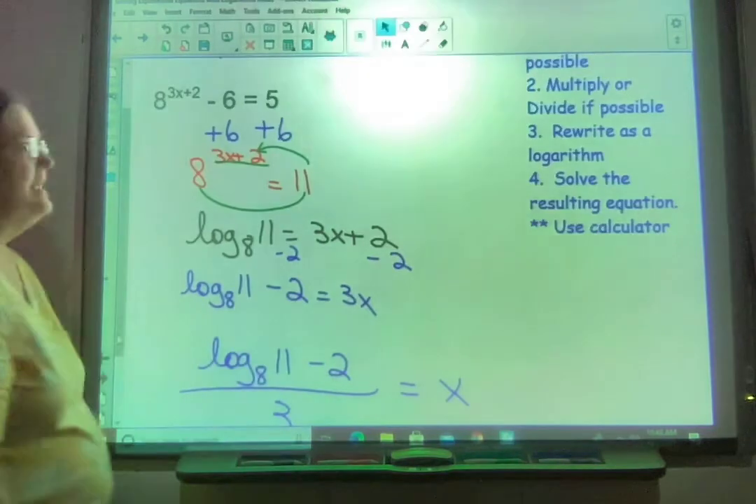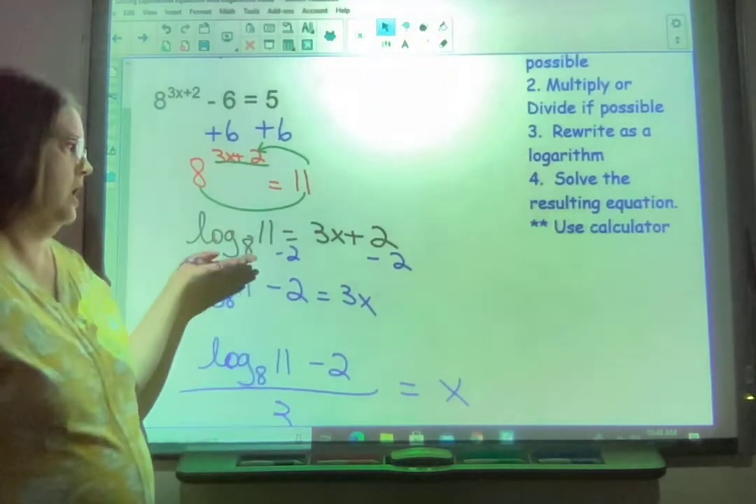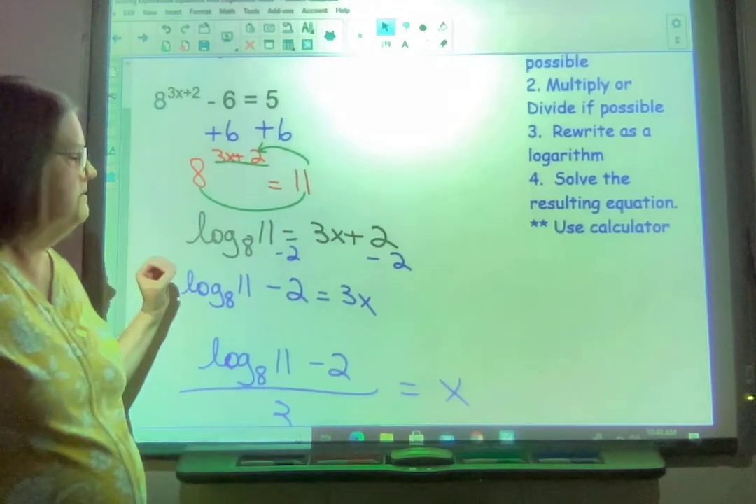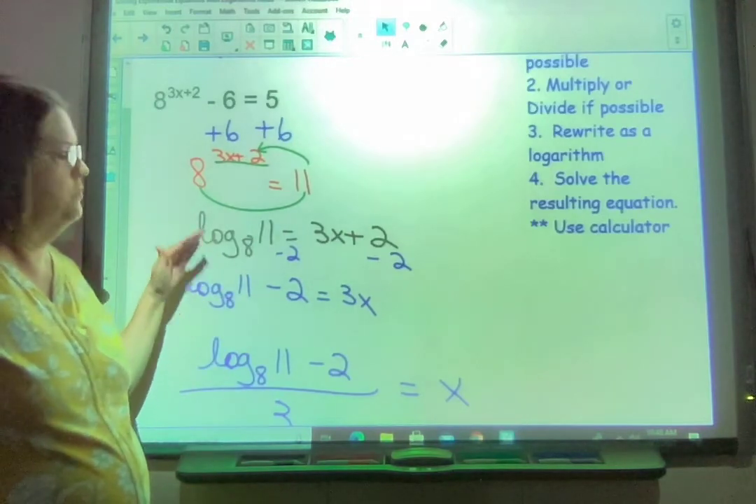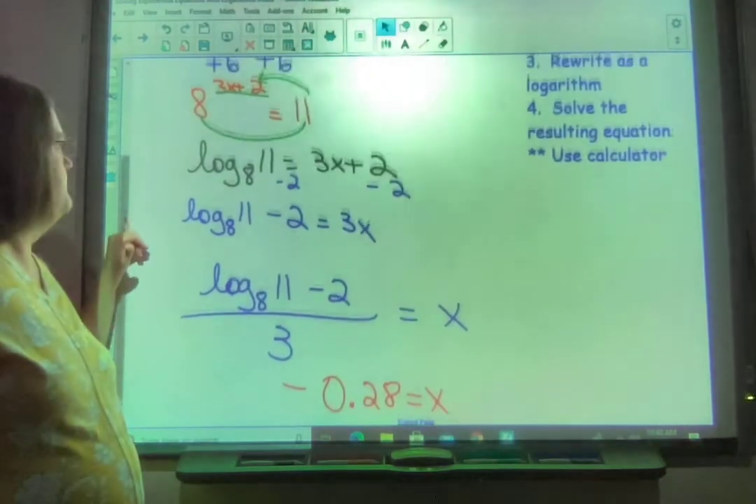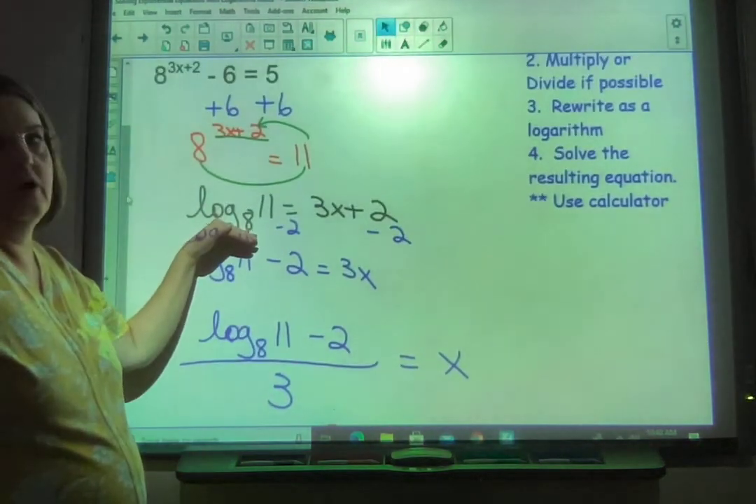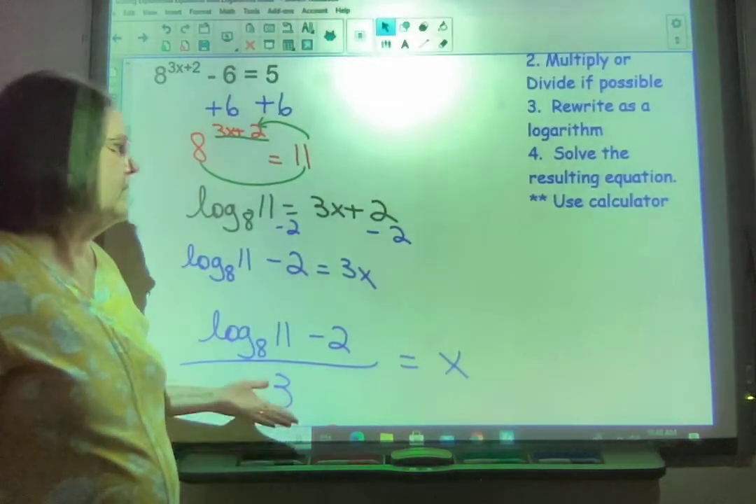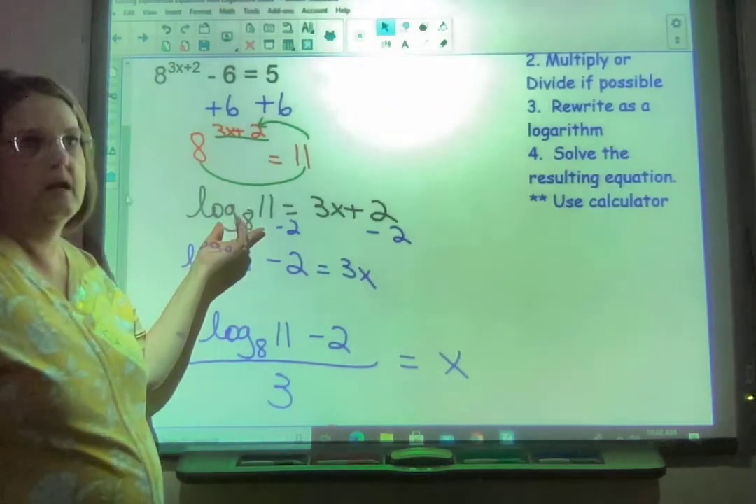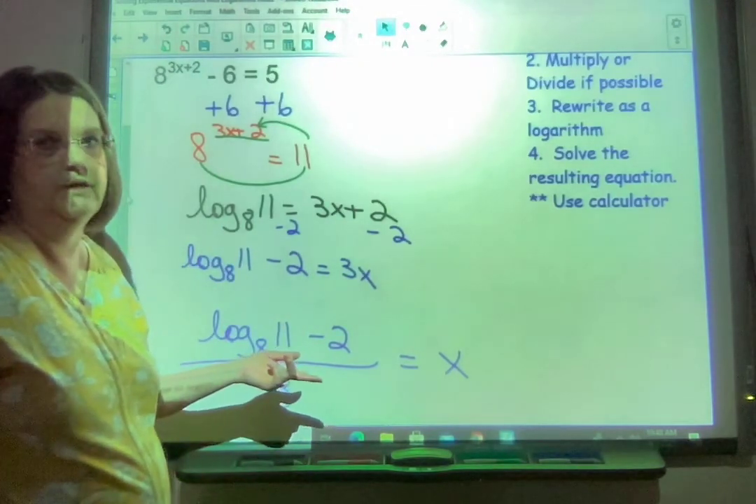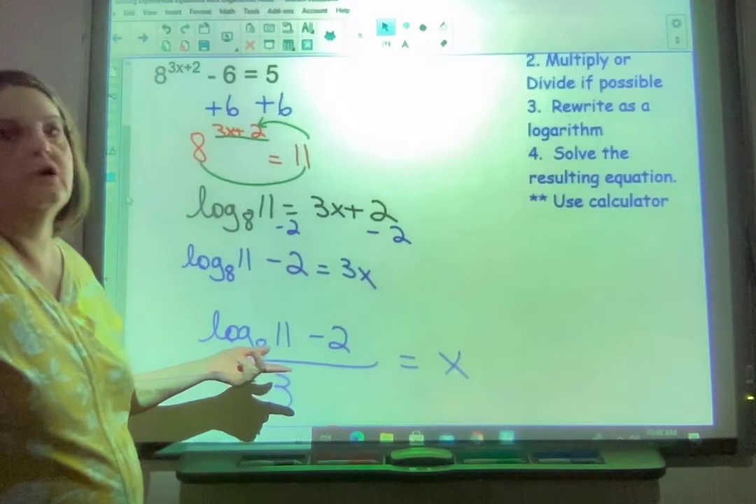Now, I don't typically put in log base 8 of 11 here and find the answer, because it would round my answer too much for down here. So what I do is I leave it there, and then I put it all in the calculator at one time when I get down here. But if you wanted to do that, you can, but you'd need to leave that number in your calculator and not round it so that you get a more accurate answer.